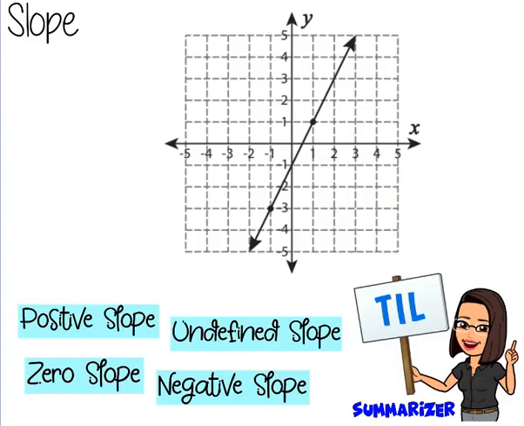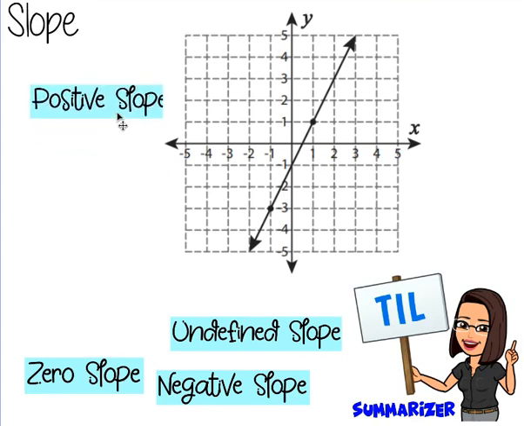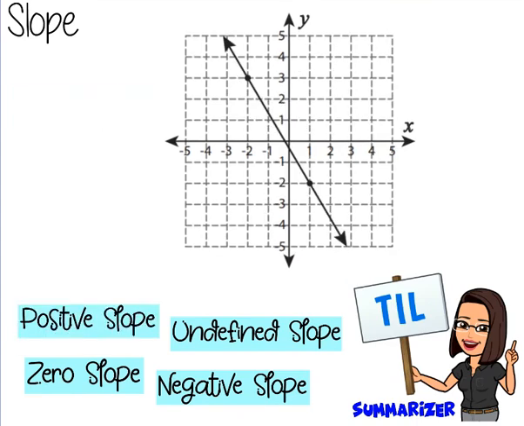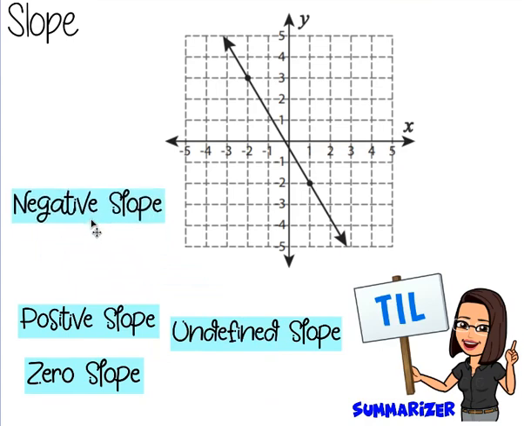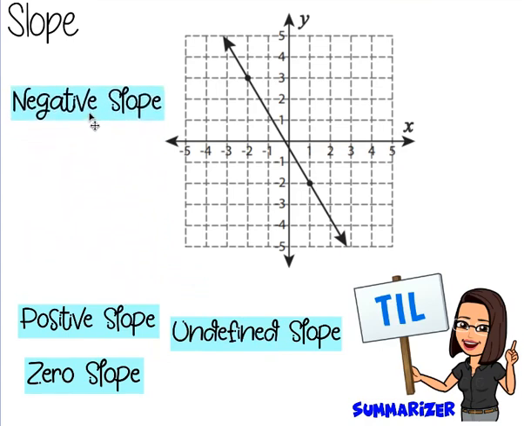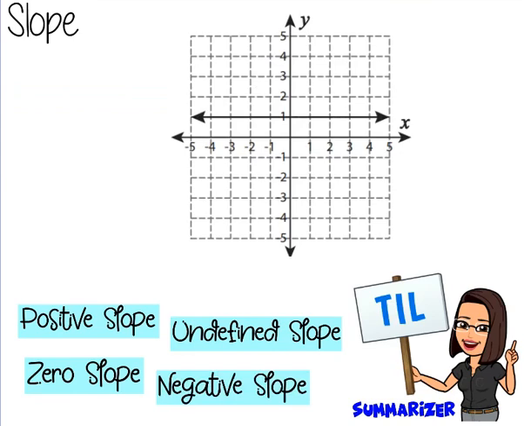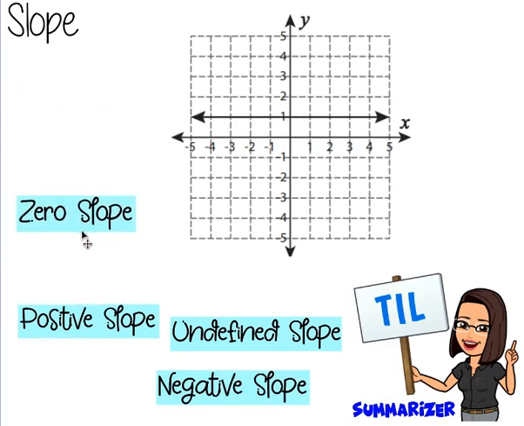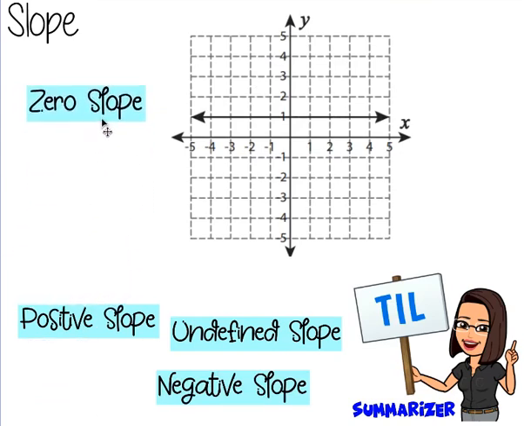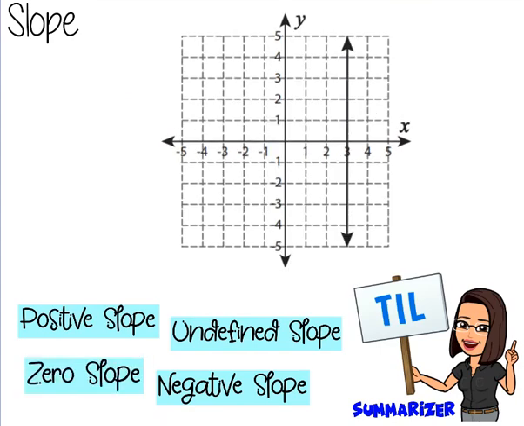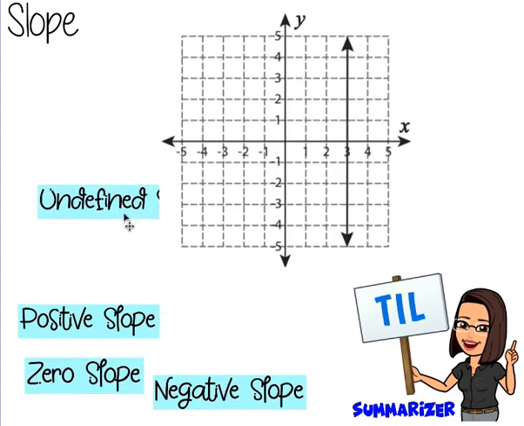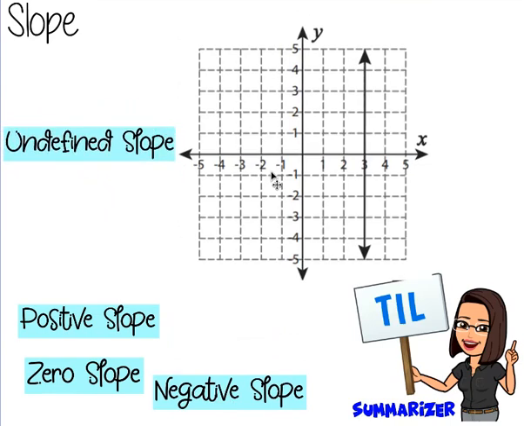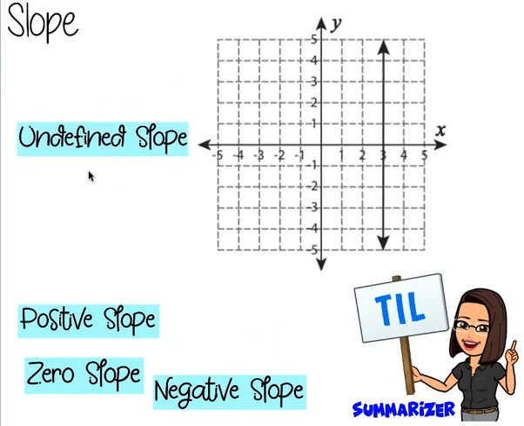So let's summarize. I can see that this line will clearly have a positive slope because this line is increasing, it's going up. This line has a negative slope, it is decreasing, going down. This line has 0 slope because it is a horizontal line. And this line has an undefined slope. It's a vertical line. Vertical lines have no slope.